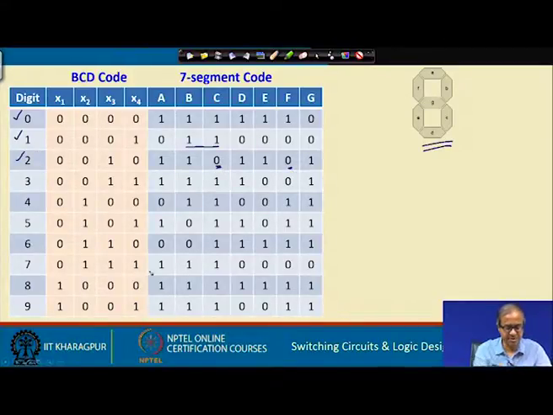Like this you can display all the digits. Say for 8, all the segments should glow, all are 1. For 9, only E and D should be off, others should glow. So, it is easy to construct this table, right? Corresponding to the BCD input code, exactly how I want to display it. You can just activate the segments, assuming a common cathode display, where 1 means it will glow, 0 means it will not glow. Okay?